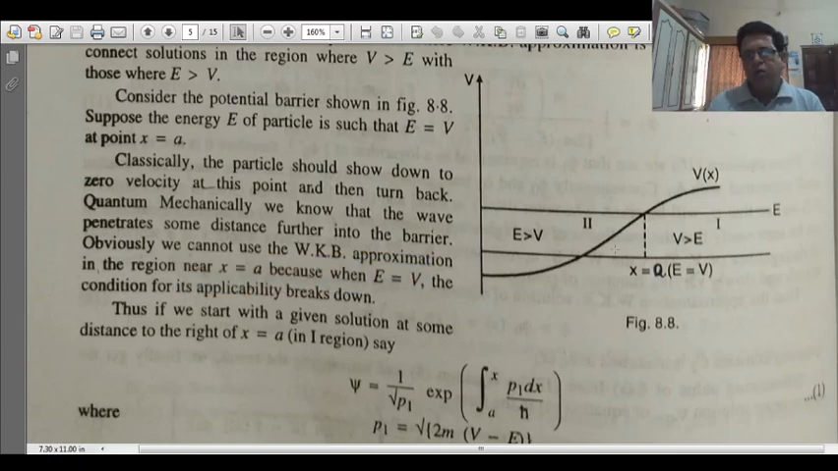We cannot use the WKB method near regions x equal to a, because at E equal to V, the condition for applicability breaks down. Okay.